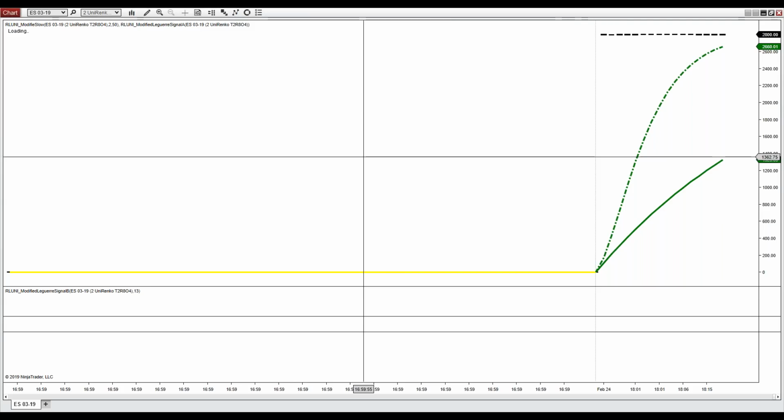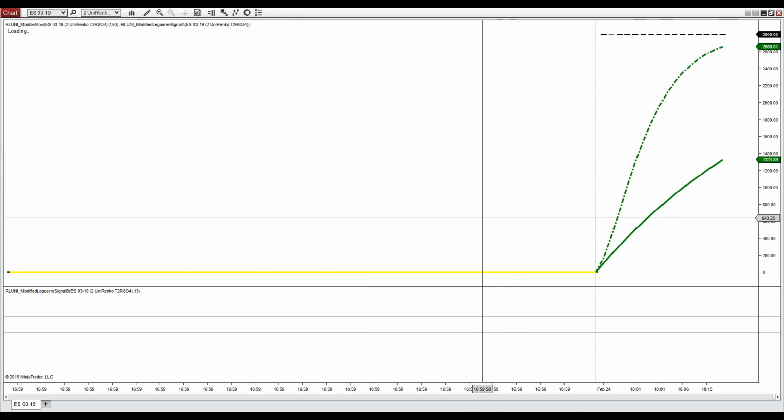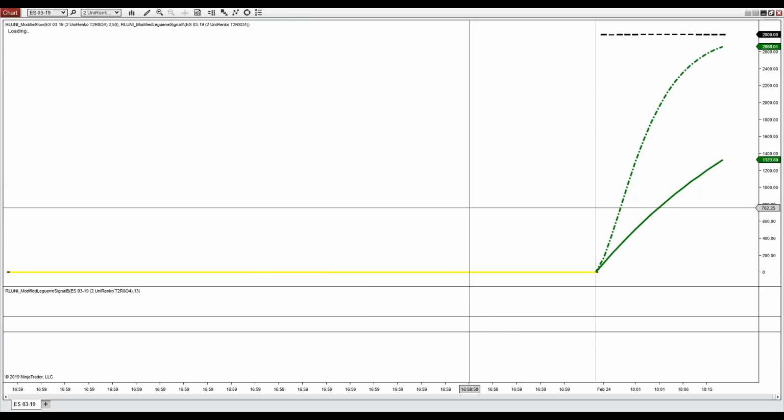It's loading. Now we looked at all different ways to project this data, and this is by far and away the best way to project it.